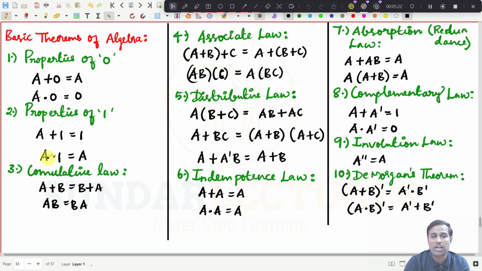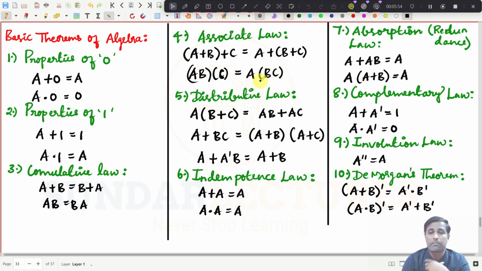If you multiply 1 with a variable, then that variable will come. These are all very basic things. And then you see the commutative law: A plus B can be written as B plus A, as well as A dot B can be written as B dot A. These are very simple. And then the associative law: A plus B plus C can be written as A plus, in bracket, B plus C. Everything is the same. And A B into C can be written as A into B into C, with that bracket coming here.